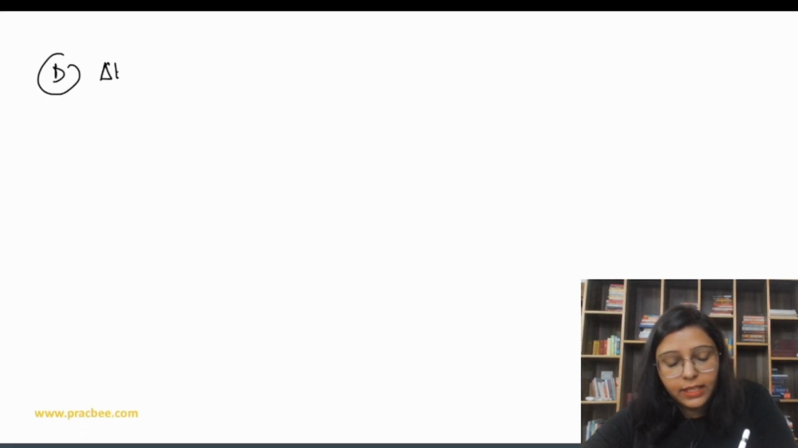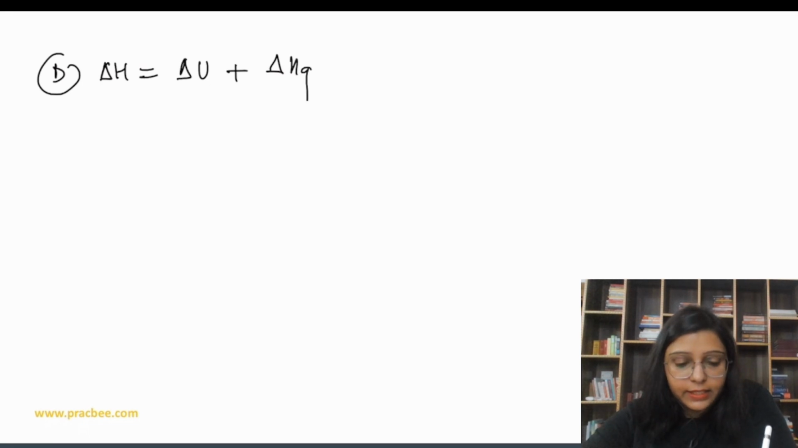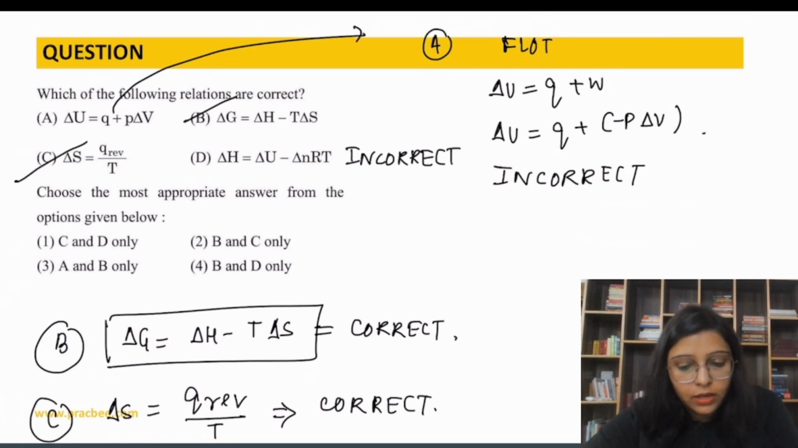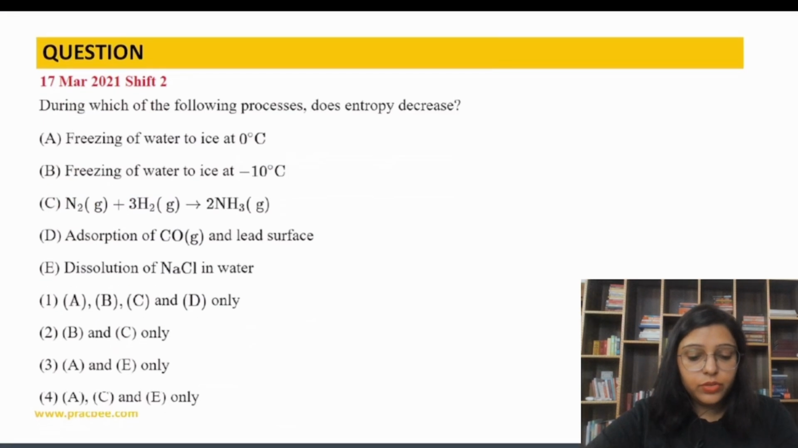Okay. Now fourth, D, delta H is equal to delta U plus delta n g RT. But in the option we have minus delta n RT. So this is incorrect. So which are correct? B is correct, C is correct. So the answer is option number 2, B and C only. Okay. Now let's do the next question.